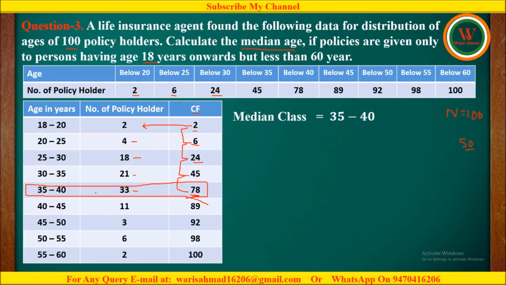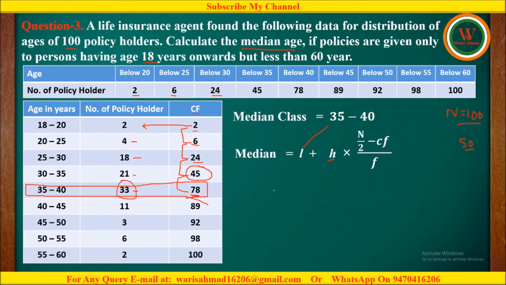After that, we will write the formula to find the median of the given observations. So median is equal to L plus h into (n upon 2 minus CF) upon f. L is representing the lower limit of the median class, that is equal to 35. h is the width of the median class, so 40 minus 35 is equal to 5. The value of n we have is 100, so in place of n we can write 100. CF, the cumulative frequency of the class preceding the median class, is equal to 45. Now f is the frequency of the median class, that is equal to 33.